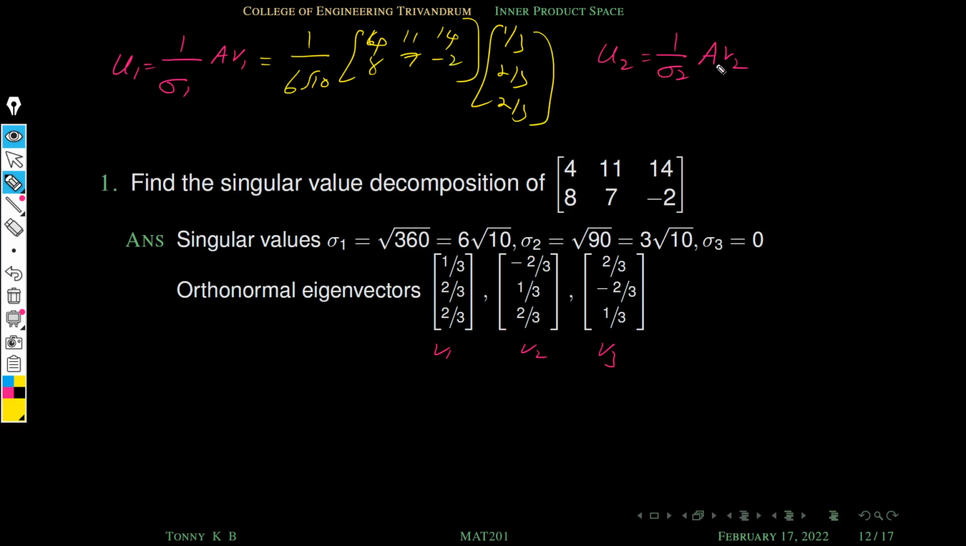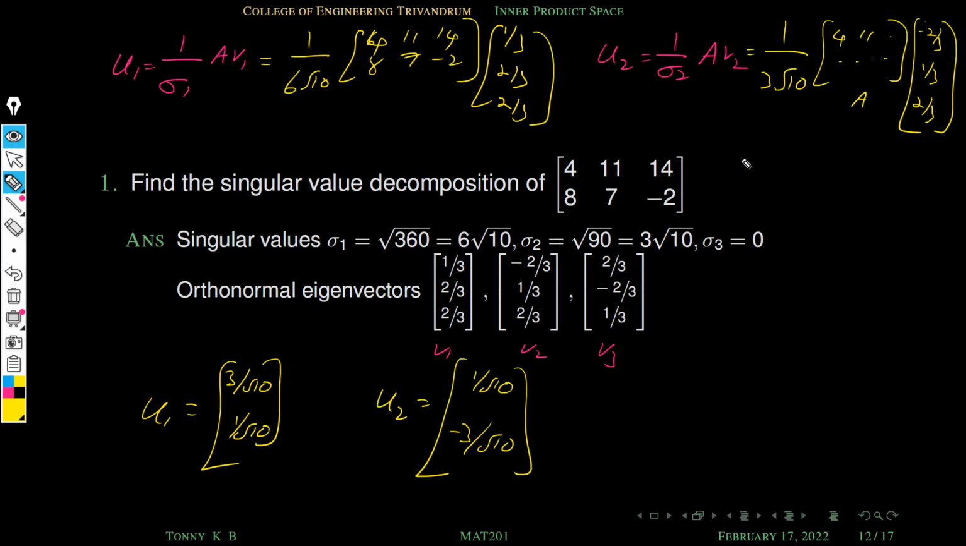Similarly, you can evaluate u2. u2 equals 1 by sigma 2 A v2. Here sigma 2 is 3 root 10. So this is our A, that is 4, 11, 14, 8, 7, minus 2, into v2. This is our v2. Upon simplification, u1 is like this, and u2 becomes 1 by root 10, minus 3 by root 10. Now u1 and u2 are there.